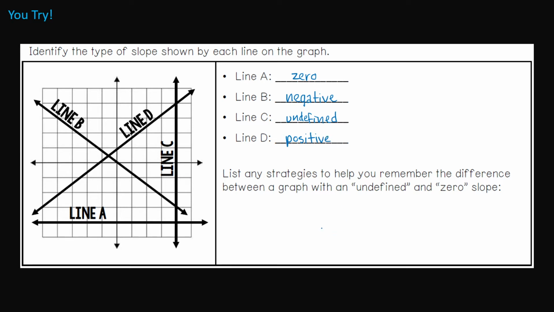So go ahead, take a second to think of the patterns you're seeing with these lines and with these slopes, and try to determine what's going to help you understand the difference between undefined and 0 slopes, slopes of vertical and horizontal lines.